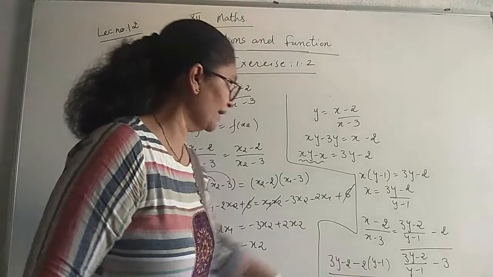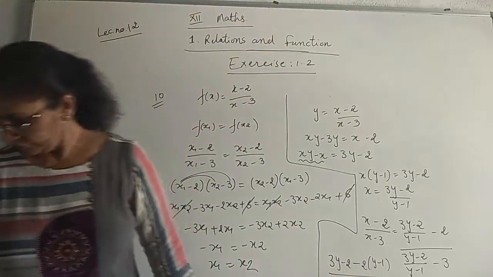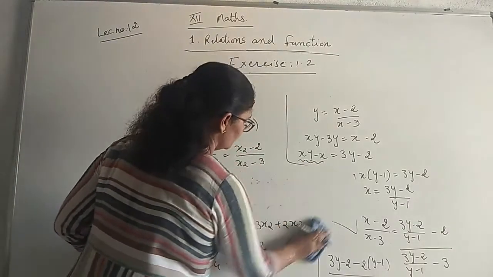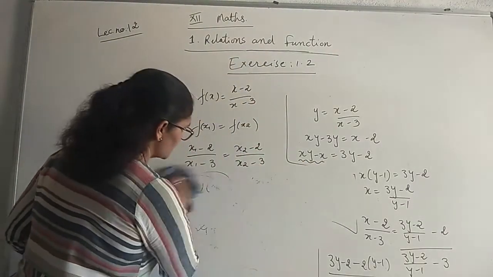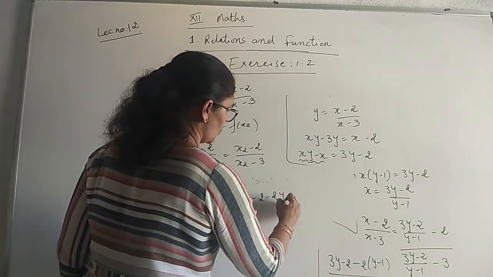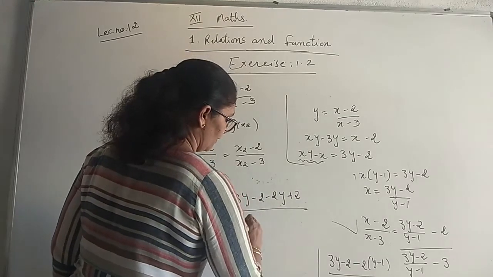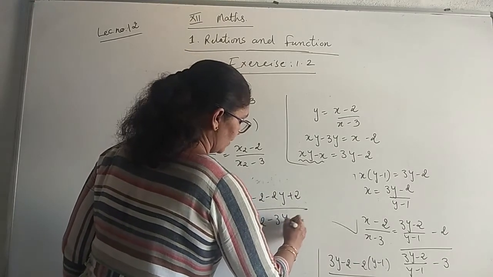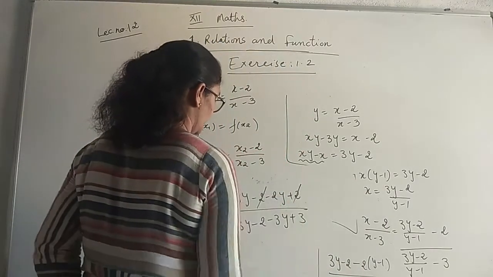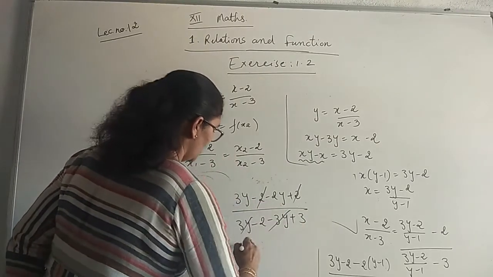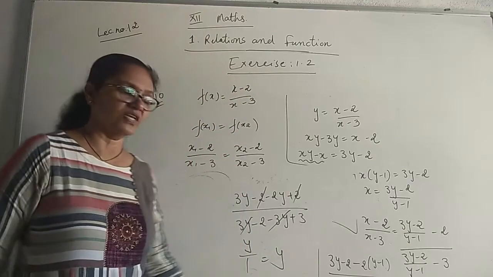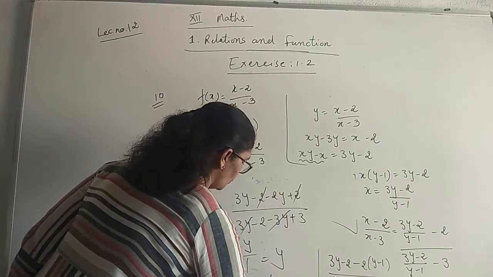So now open your brackets. I think this one is clear to you, so I am roughing it, like how to prove 1-1. Okay, now let's come to this part: (3y minus 2 minus 2y plus 2) upon (3y minus 2 minus 3y plus 3). So here what are the cancelled terms? This, and here this. So 3y minus 2y is y and 3 minus 2 is 1. So you get y. So from this we can say it is onto also.